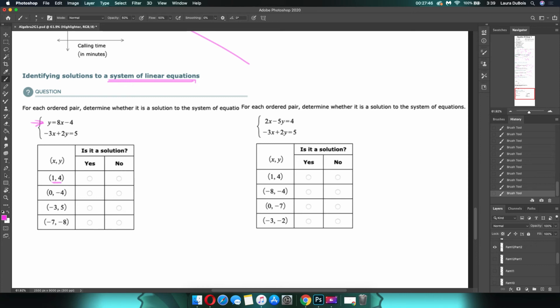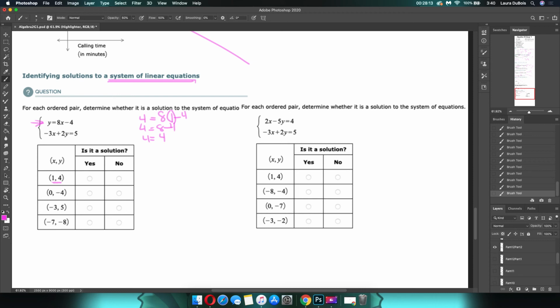So first things first, is 4 equal to 8 times 1 minus 4? So I just took this and I plugged it into my first equation. There's your parentheses. So 8 times 1 is 8, so 4 equals 8 minus 4. 4 equals 4. So this looks like a yes so far.